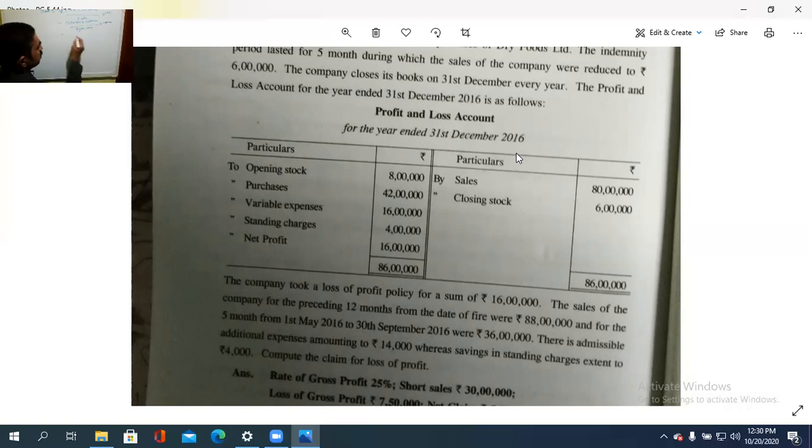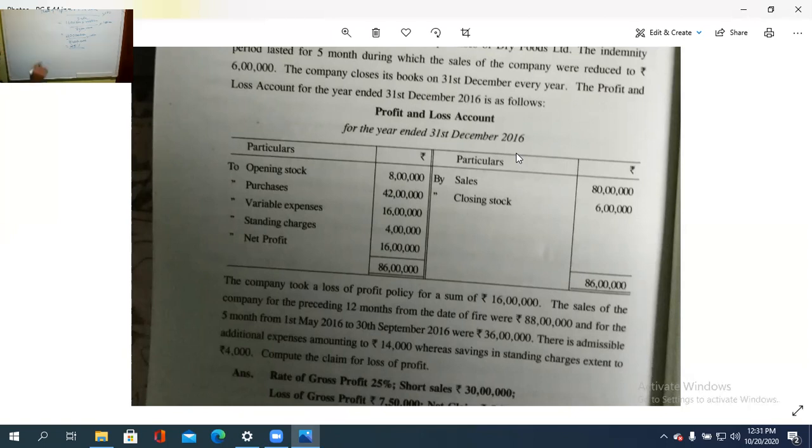So how much is it? 16 plus 4, 20 lakhs, divided by 80 lakhs into 100. So this and this cancel out. Then 1, 2, 3, 4 zeros. So 200 divided by 8. What percentage? That is 25%. So the rate of gross profit is 25%.